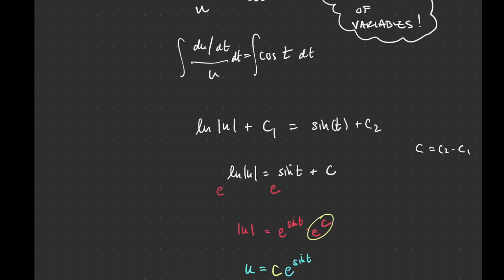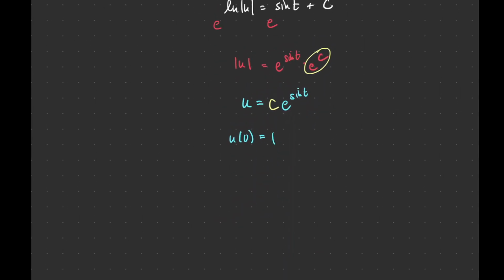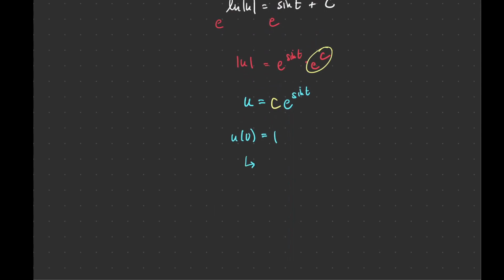Wow, speaking's hard. Okay, so we had an initial condition here because this was an initial value problem. U of 0 equals 1, I believe. So this tells us that u p of 0 equals 1, which is c e to the sine of 0. So this is all telling us that c equals 1. So then u p of t must just simply be e to the sine t.